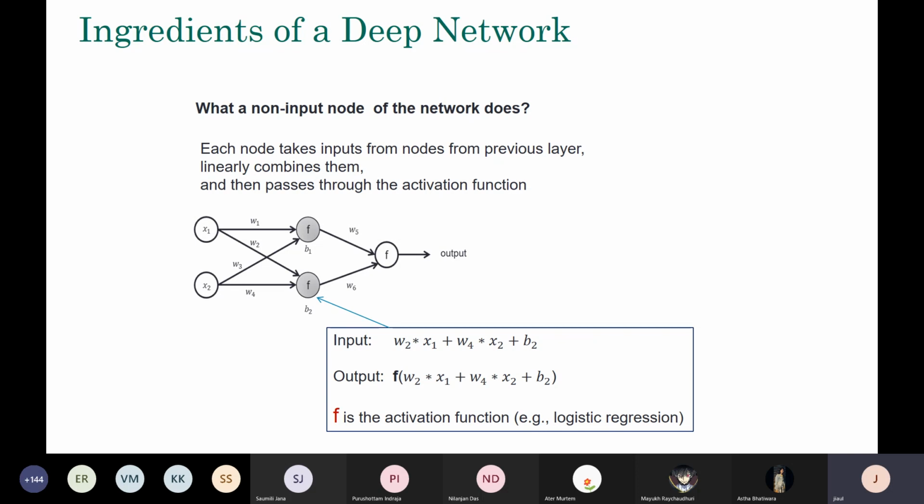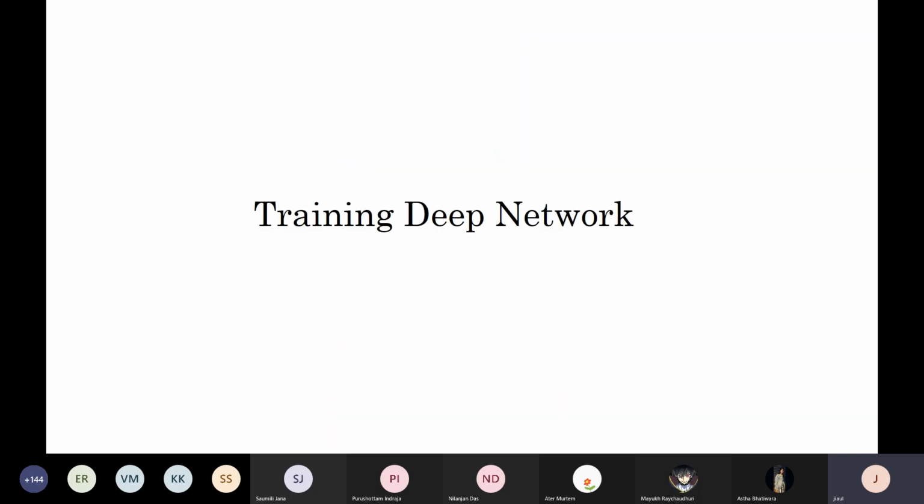So let's start talking about this. How do we train a deep neural network? I will proceed with a simpler one and then gradually get into complex things, so that things are a little clearer to you.